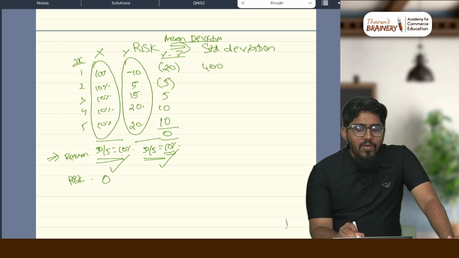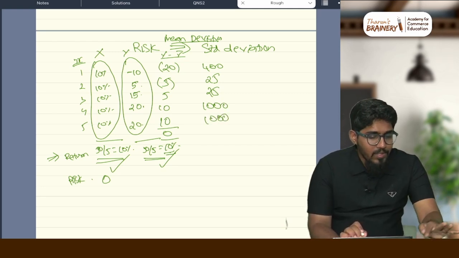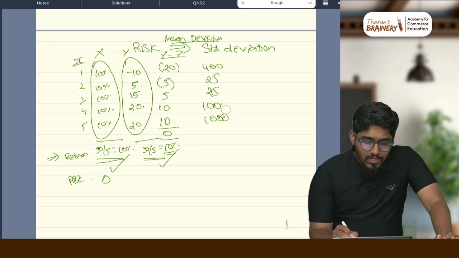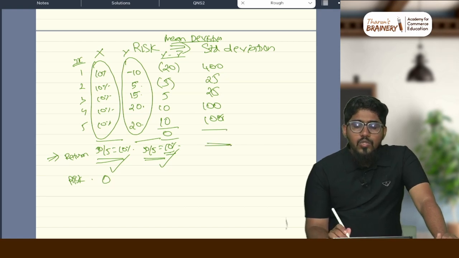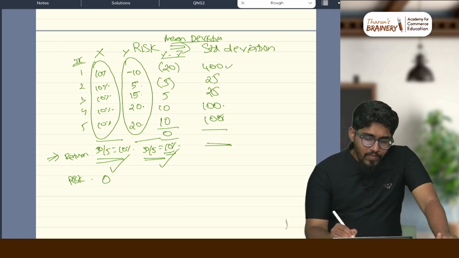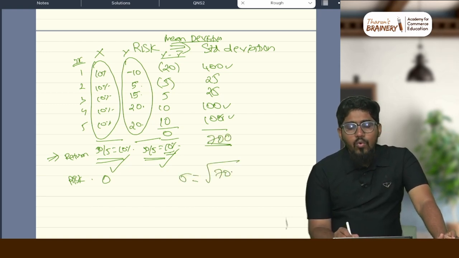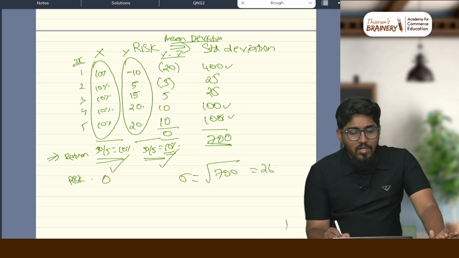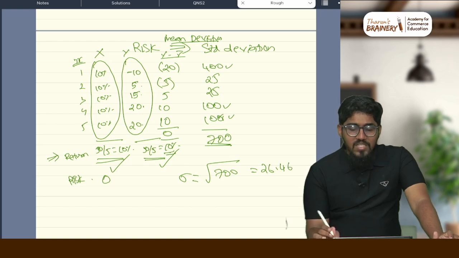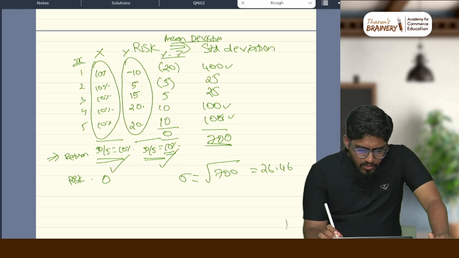20 into 20 is 400. 10 into 10 is 100, 100, 100. Clarity. So what is the sum of the squares of the mean deviation? 400, 500, 600, 700. So what is my standard deviation? Root of 700. Are you all with me? My standard deviation is root of 700, which is nothing but 26.46%. I hope I'm not making any mistake.